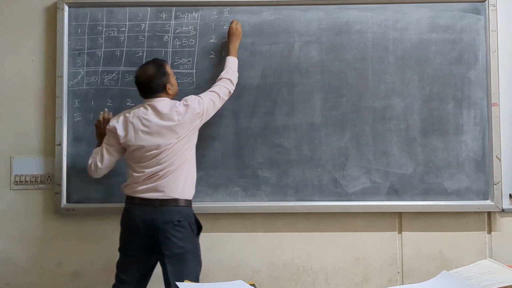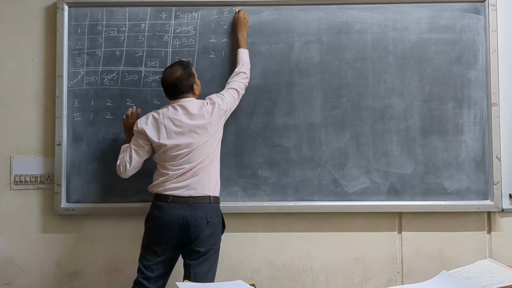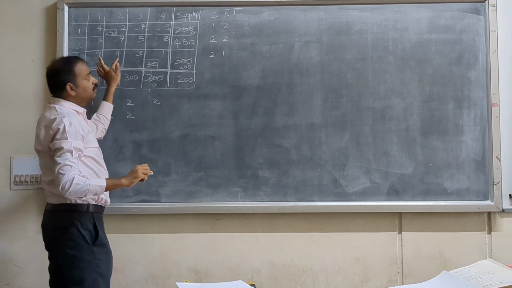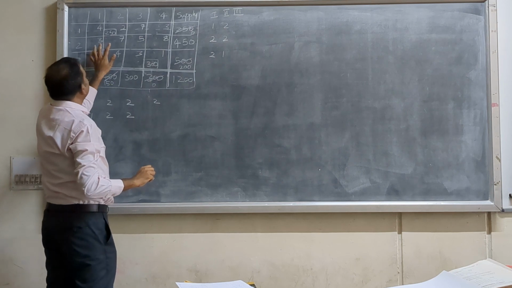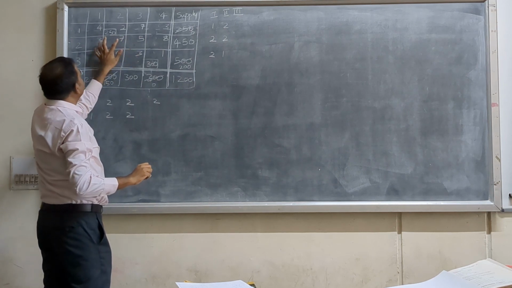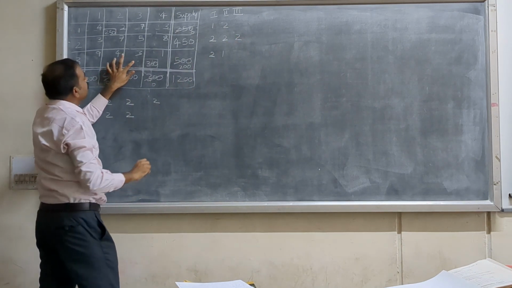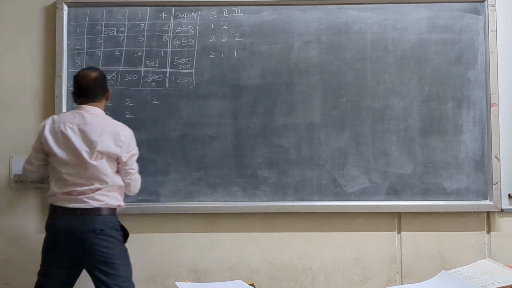Now we go to the next round of penalties. We are left with only these 6 cells. We take the difference between the least two costs, 3 and 5. 5 minus 3 is 2, so I write 2 here. This is 4 minus 3, which is 1. I write 1.